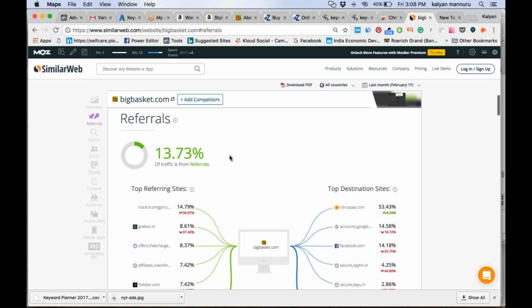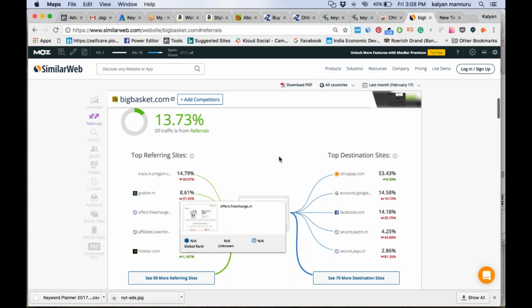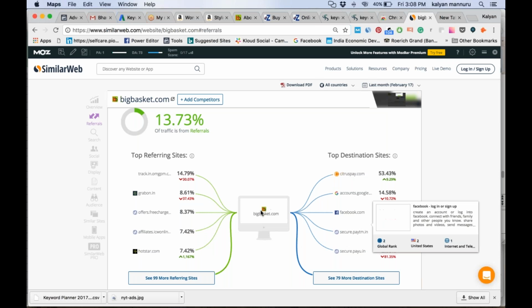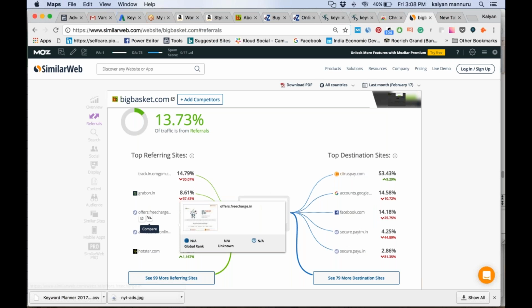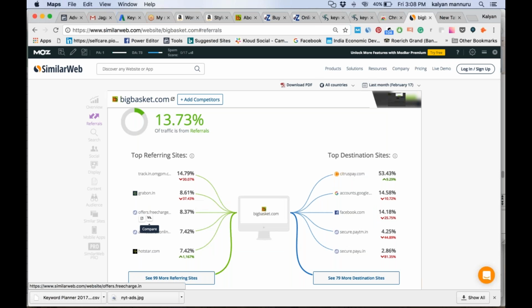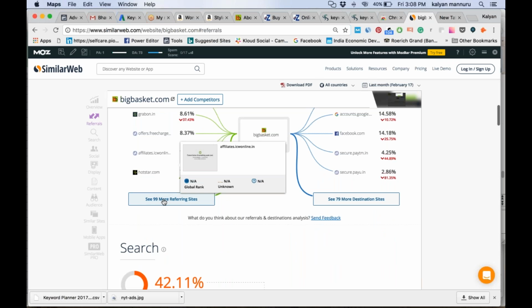So under referral traffic, you can see what are those sources that Big Basket is receiving traffic from. He is receiving traffic from a coupon site called grabon.in. He is receiving traffic from Freecharge. He is receiving traffic from Hotstar. And there are 99 more websites which I would be able to see only if I am a premium customer.